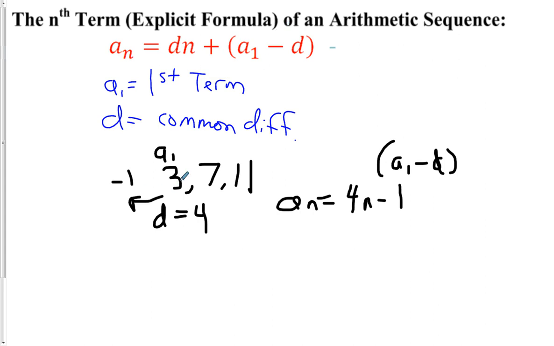So you can either take the original and subtract, do an opposite jump, like subtract the common difference one more time to get our term here. Some people call it a sub 0. Or you can just plug it into the formula. That's how I will work most of these problems.